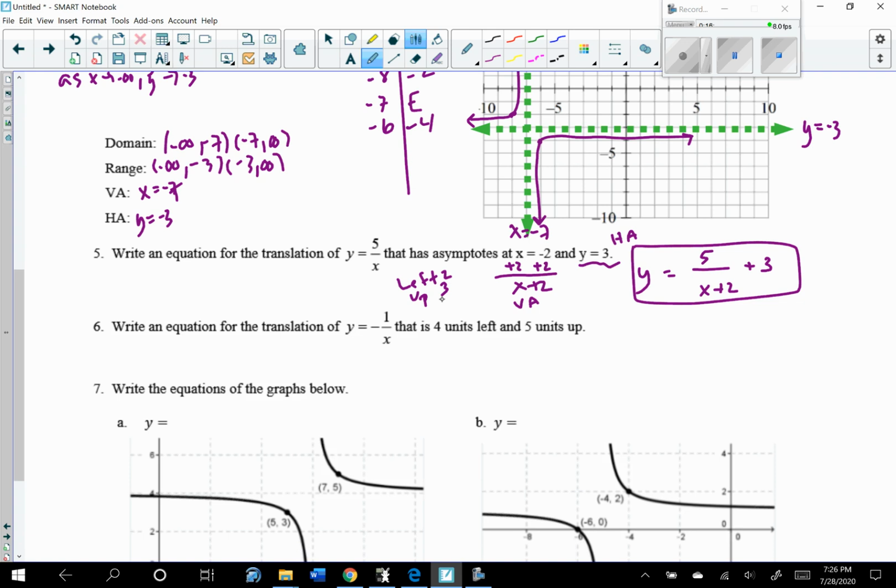Looking at the next one, it says write an equation for the translation of the graph y equals -1 over x that is 4 units left and 5 units up. So 4 units left means that the vertical asymptote is at x equals -4, 5 units up, that means we have y equals 5. So if I set this equal to 0 by adding the 4, I get x plus 4 equals 0. So this would be y equals -1 over x plus 4 plus 5.